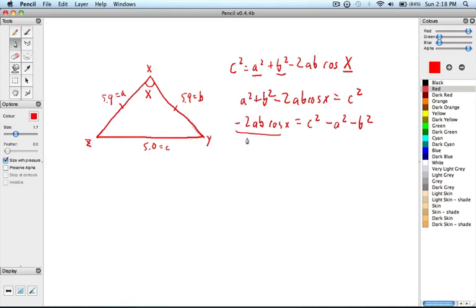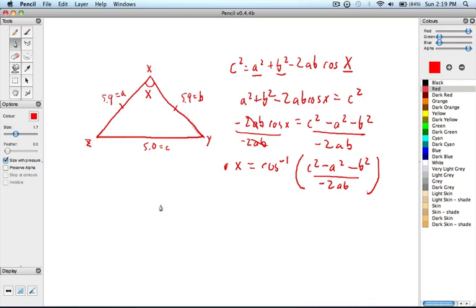Then now I'll divide both sides by negative 2AB. You know what? I'll just solve for X. So X will be equal to the inverse cos of C squared minus A squared minus B squared over negative 2AB.